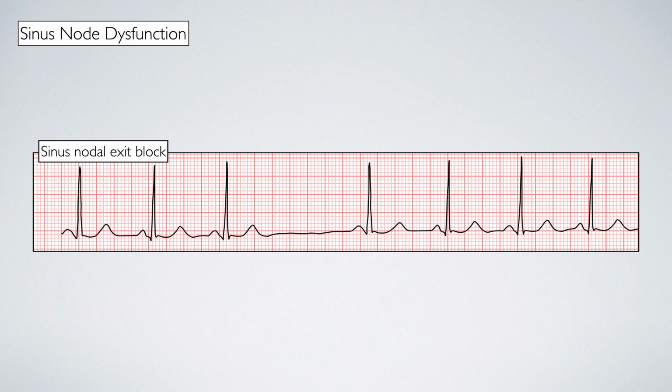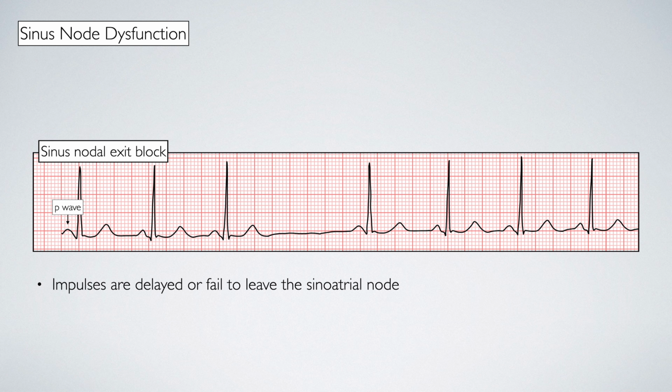Sinus node exit block. This describes the failure of the sinus node to propagate an impulse. This occurs in a similar way to the AV node blocks, where the cells in the sinus node become fatigued and after a number of impulses fail to propagate. In this example here, you can see that 3 P waves are generated regularly, but the 4th P wave is not generated, and subsequently there is no QRS complex or T wave.